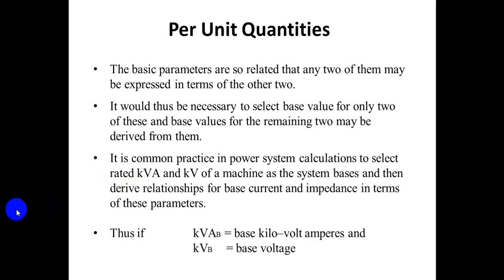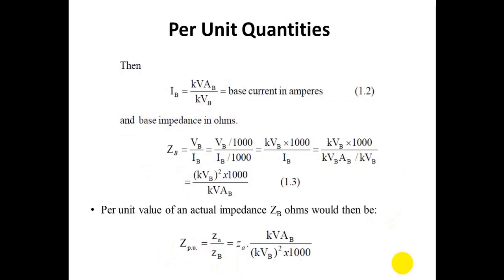So let's see, kVA base is the base kilovolt ampere and kV base is the base voltage. Keeping these 2 parameters as base values, how are we going to derive the current and impedance from them? Whether we are using a different system of calculation, it is per unit, but the standard definitions will remain the same. So base current is the ratio of power over voltage, so it is kVA over kV.